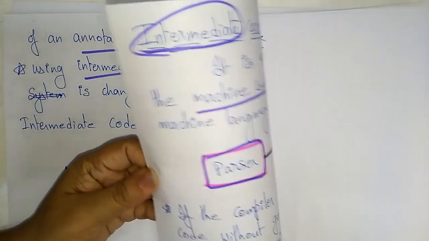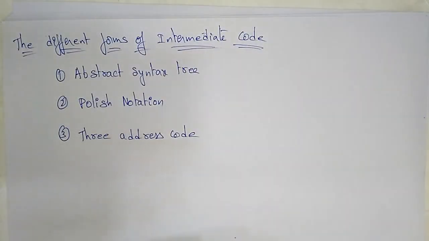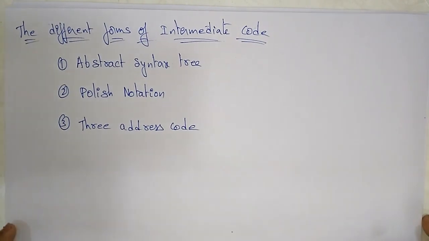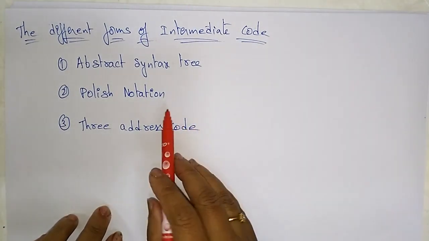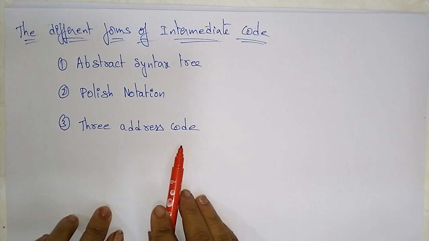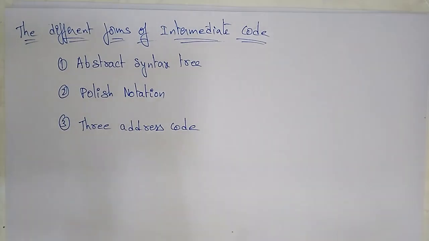Now let's see the different forms of intermediate code. There are different forms. One is the abstract syntax tree, polish notation, and three address code. So in the next video, I'll explain all these different forms of intermediate codes with an example.